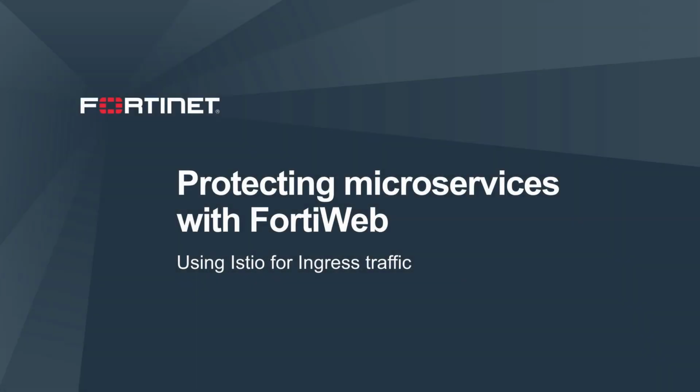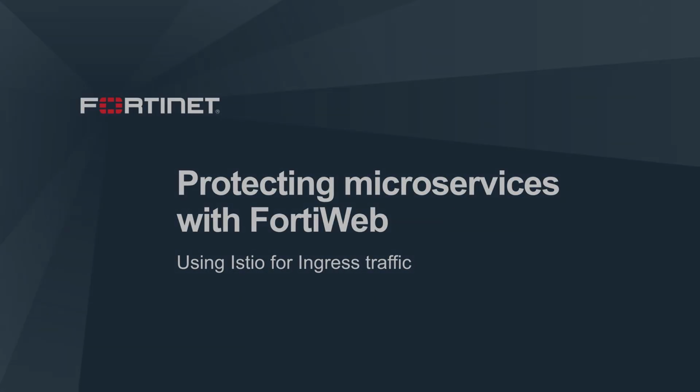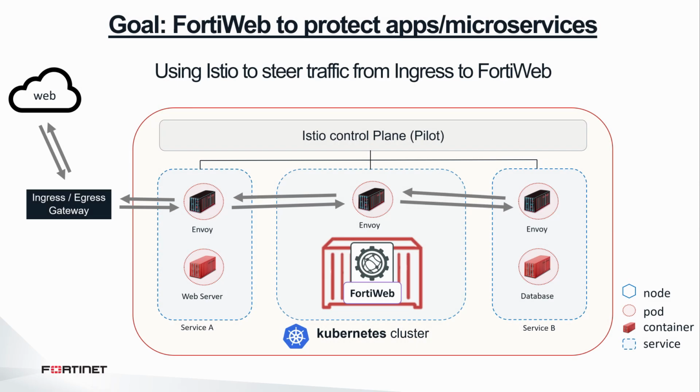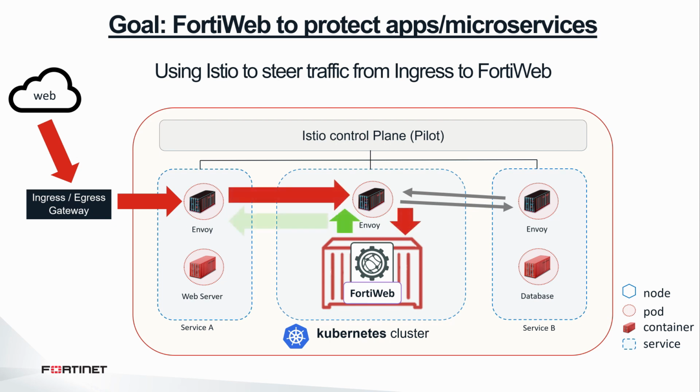Hello and welcome to this video where we will show how to protect applications and microservices using FortiWeb. For this we will use FortiWeb as a container deployed in the same cluster that we want to protect. So together with Istio we will direct all of the incoming traffic to FortiWeb, and once it is analyzed and filtered it will be directed to every relevant microservice.